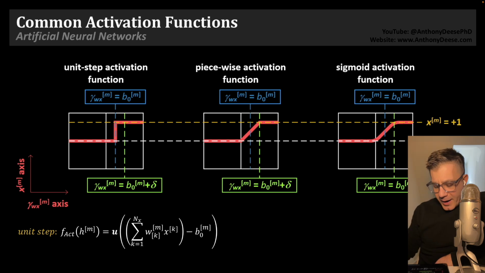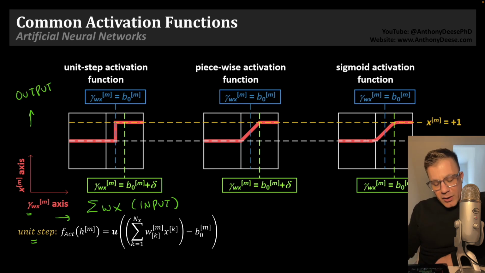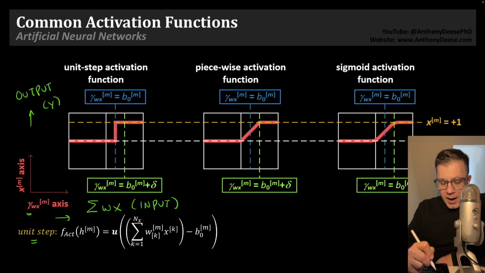Next, let's discuss some common activation functions. We're going to begin with the unit step. Before we do that, however, let's discuss these graphs in a little bit more detail. For all 3, the horizontal axis is defined in terms of gamma subscript wx. You may remember that's equal to the weighted sum of the synapse weights and the inputs going into a given node, and this represents at least part of the input to the activation function. The vertical axis represents the output that this activation function generates, which we can denote as y or as x superscript m, again assuming that we're dealing with the mth neuron.